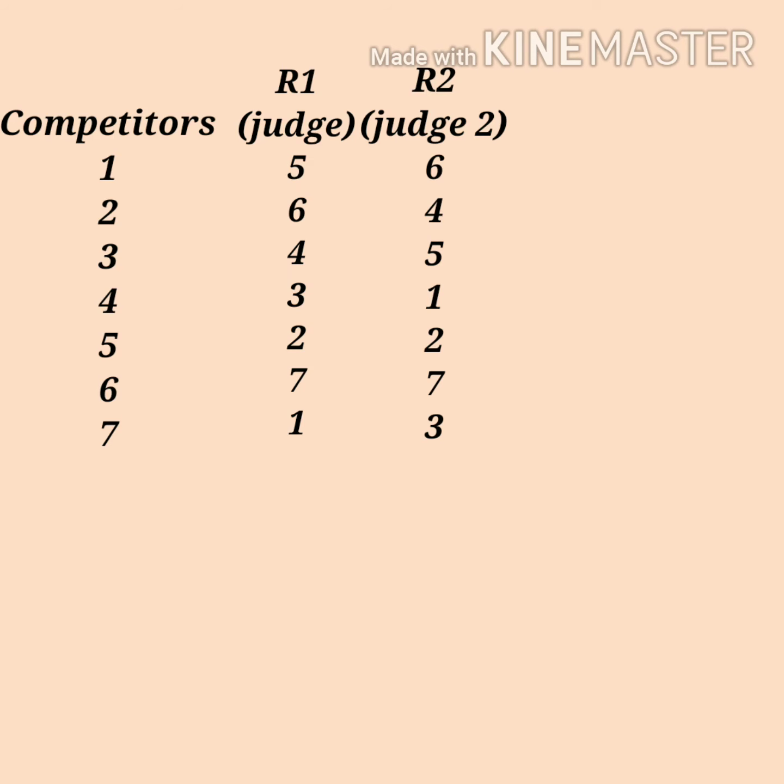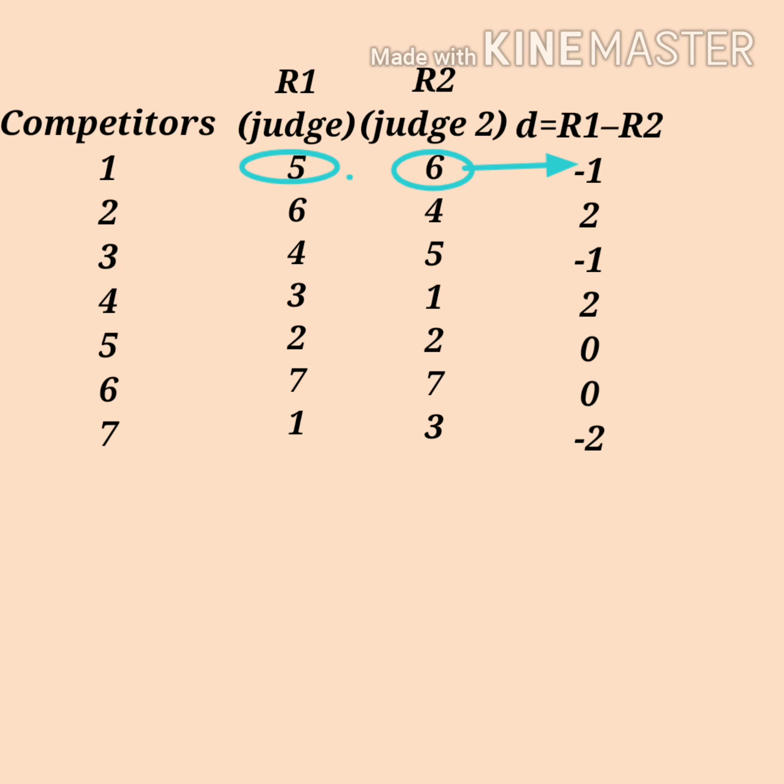The next column I have written d equal to R1 minus R2. It represents the difference between the rank given by judge 1 and judge 2. So in that column we just apply a simple mathematical operation, that is 5 minus 6 is minus 1, then 6 minus 4 is 2, then 4 minus 5 is minus 1. In such a way we make that column.